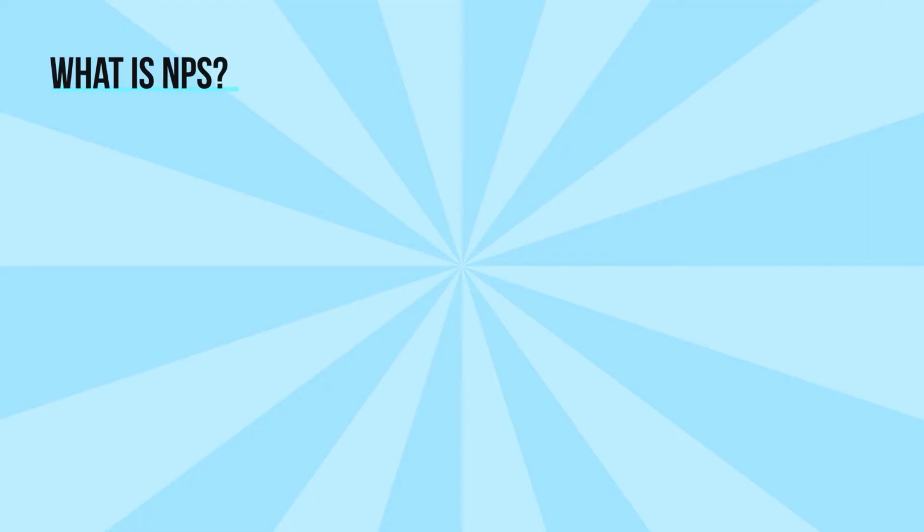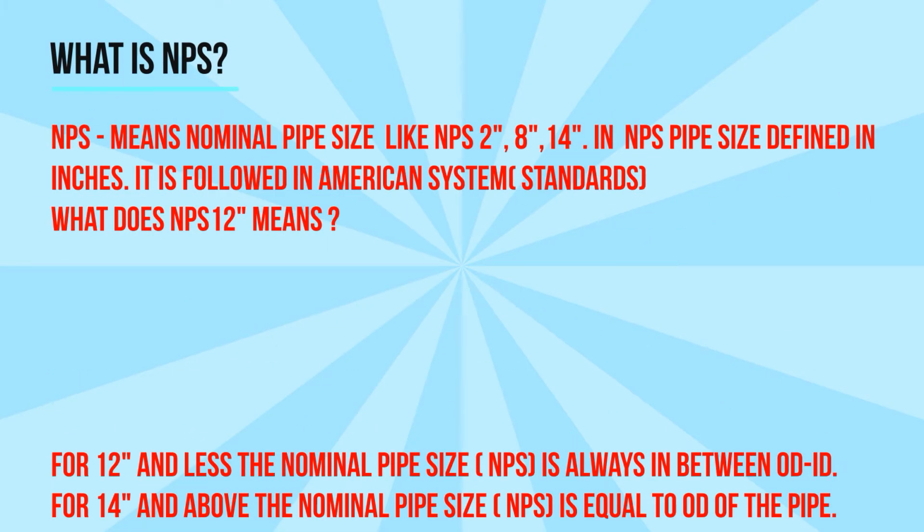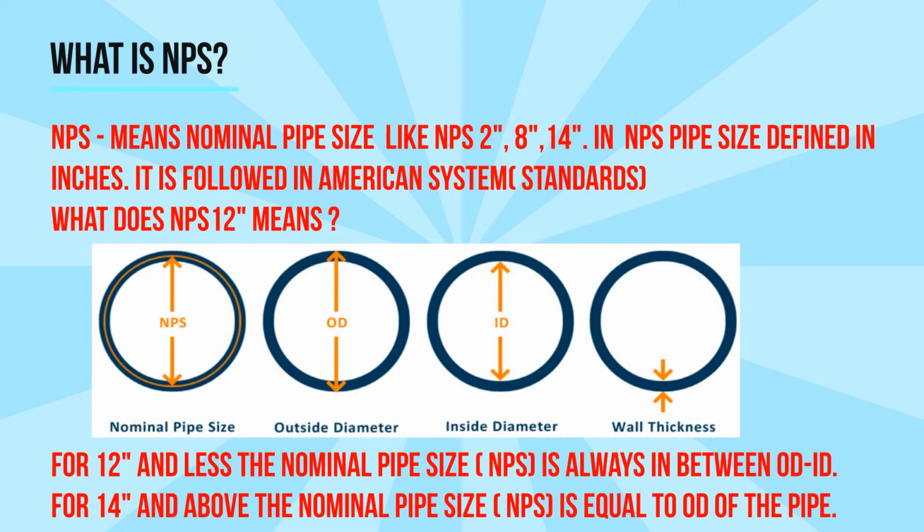What is nominal pipe size? Nominal pipe size means when we specify the diameter of the pipe in inches, it is called the nominal pipe size, NPS, and it is normally followed in the American system and American standards. What does NPS mean, like 12 inch or 14 inch or 10 inch?